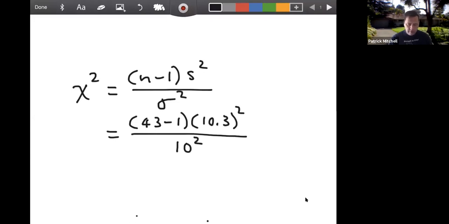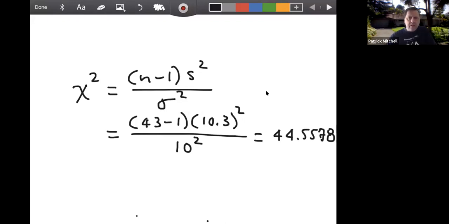All right, so when we crunch those numbers, I messed up. Let's see here. Oh, I know what I did. 42 times 10.3 squared divided by 10 squared comes out to 44.5578. So I'm going to be super careful. I'm not going to round that off at all.